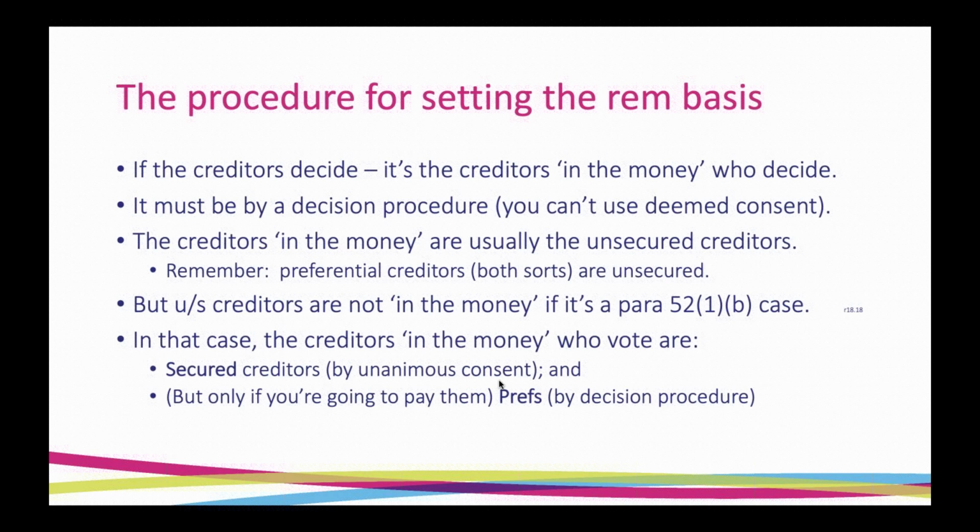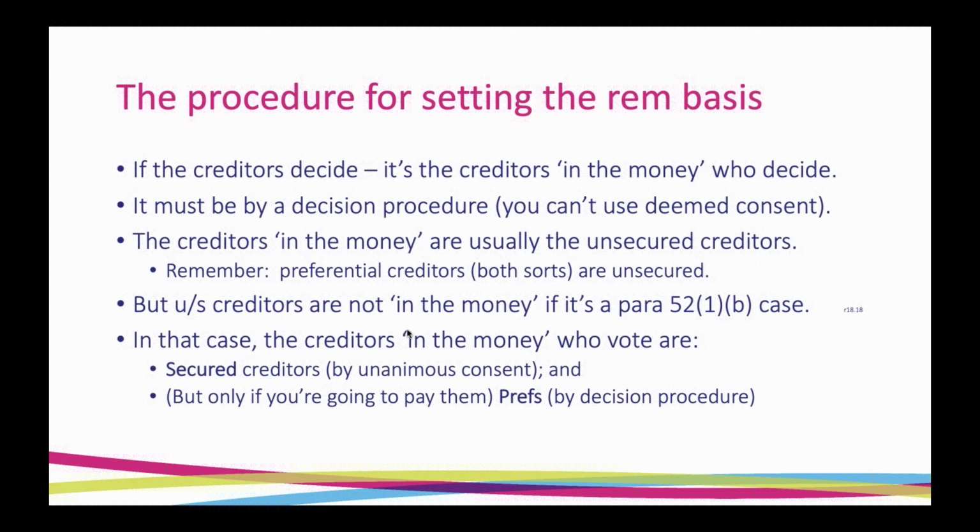If it is for the creditors to decide what basis is to apply, it is the creditors in the money who decide. It has to be by a decision procedure. You cannot use deemed consent. And in most administrations, the creditors in the money who decide are the unsecured creditors. And just a reminder that preferential creditors are also unsecured creditors.